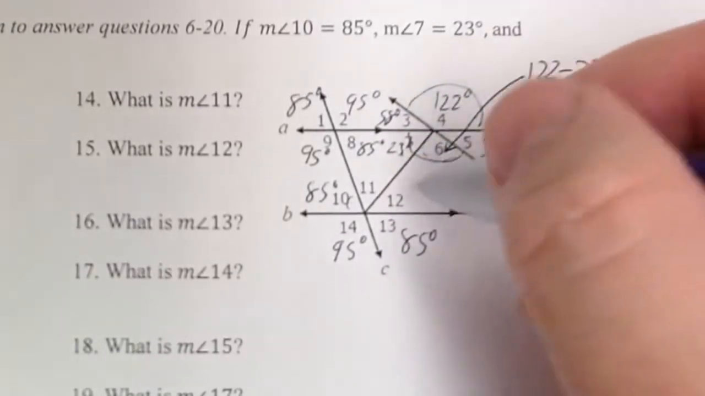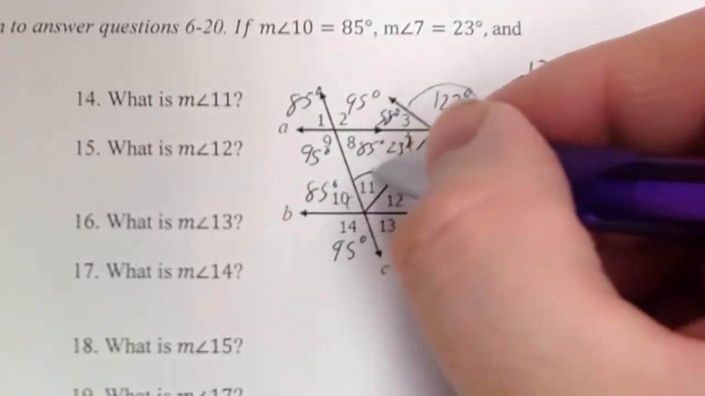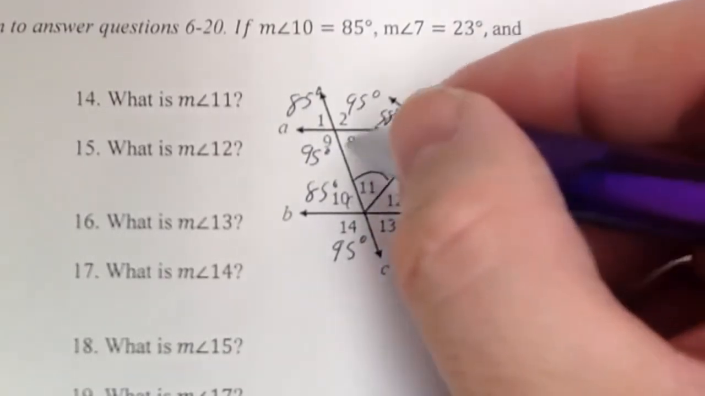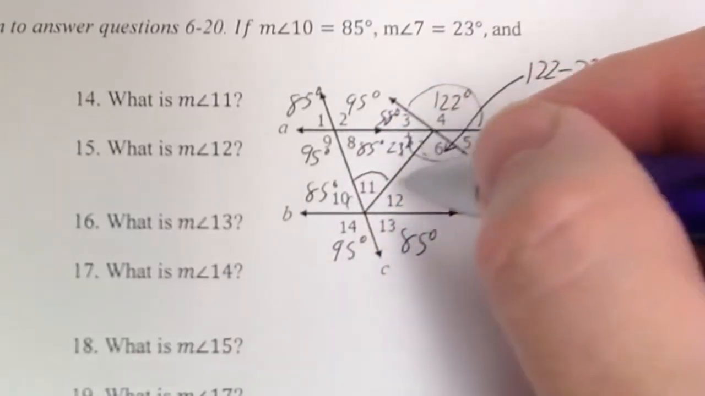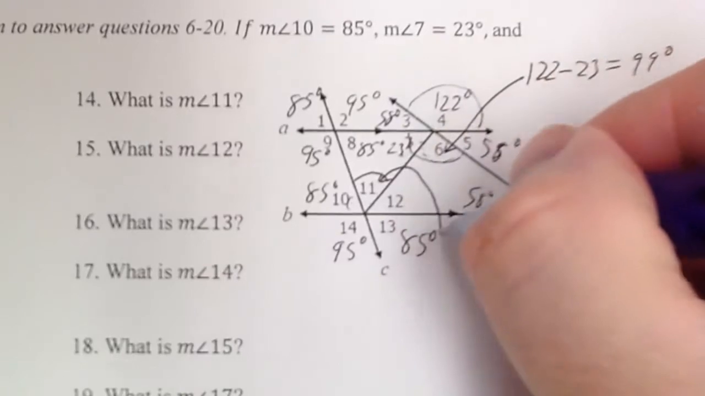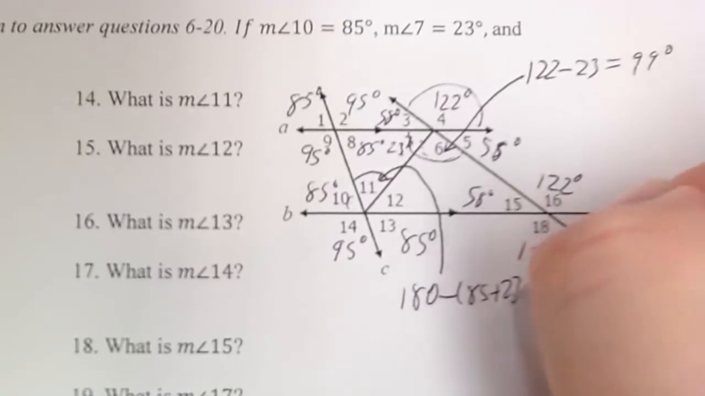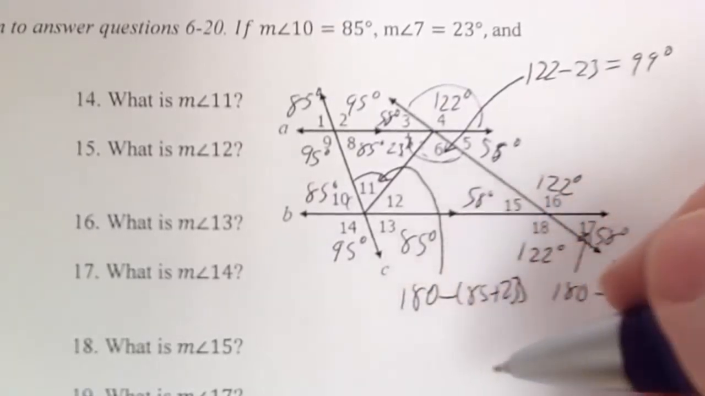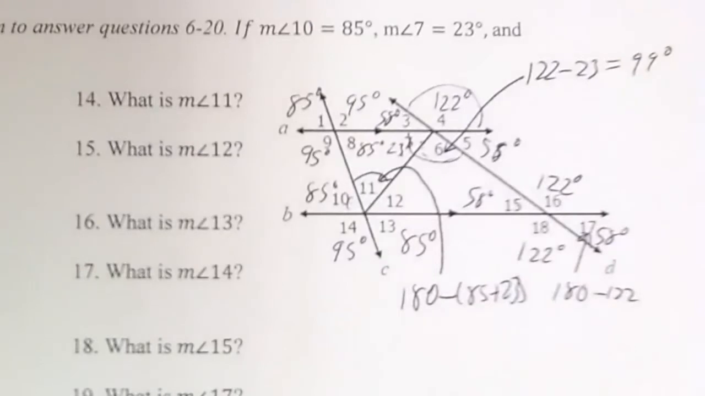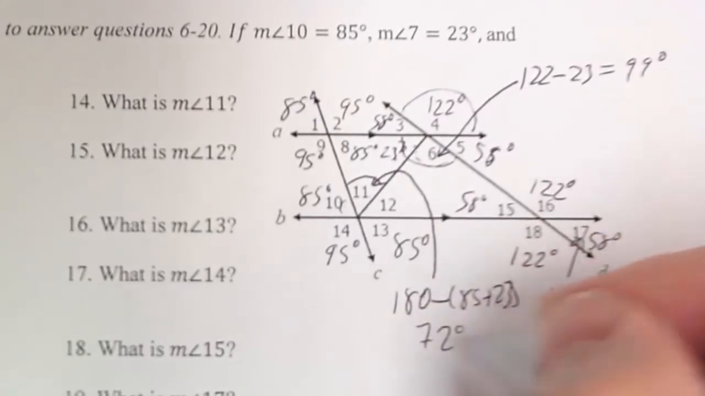Okay, 2 more angles to go. All right, so right here, this angle right here. To figure this one out, all 3 angles inside of any triangle is equal to 180. So, to find this angle, 180 minus whatever 85 plus 23 is. So in this case, it's going to be 72 degrees. So angle 11 is 72 degrees.